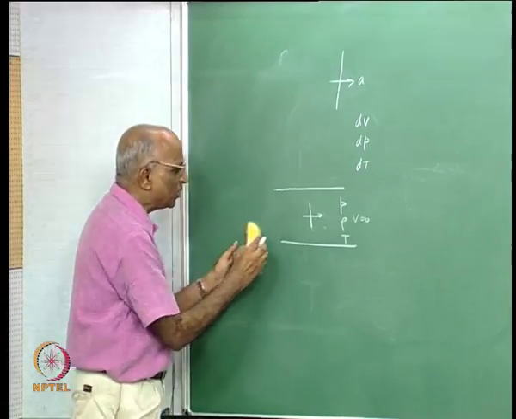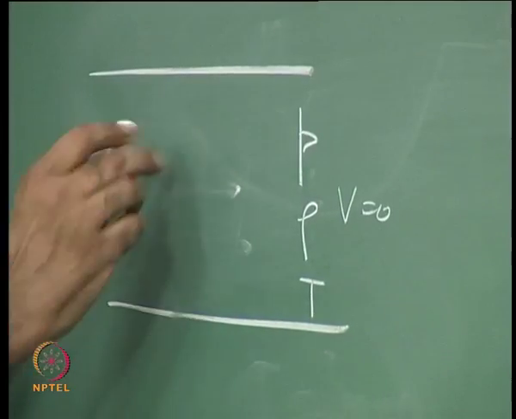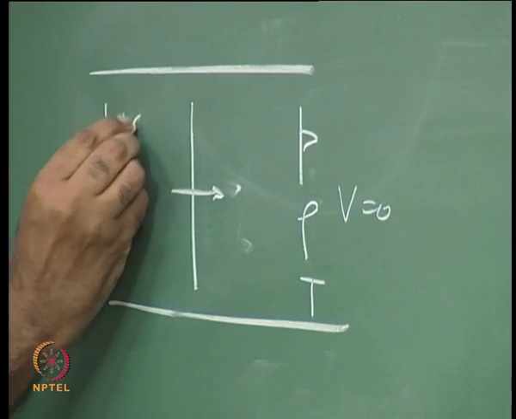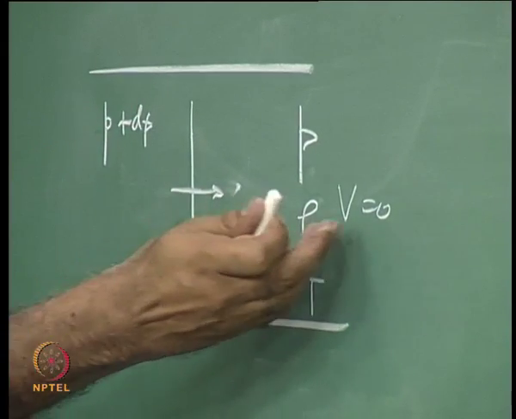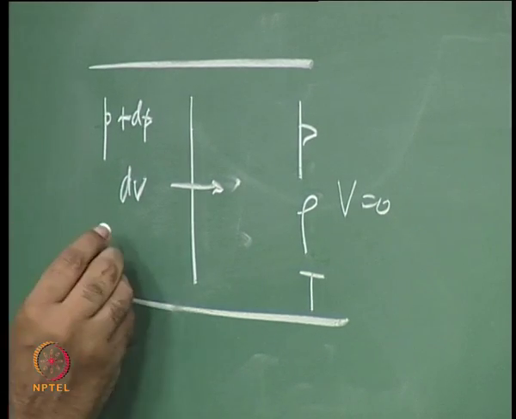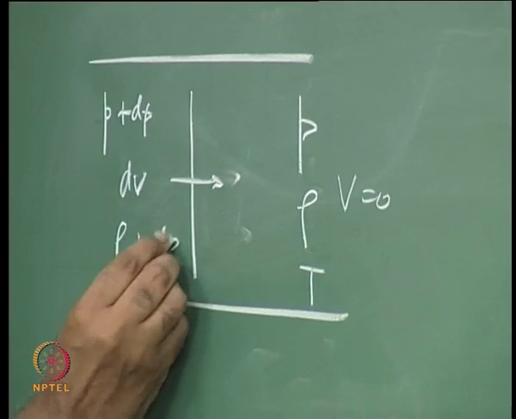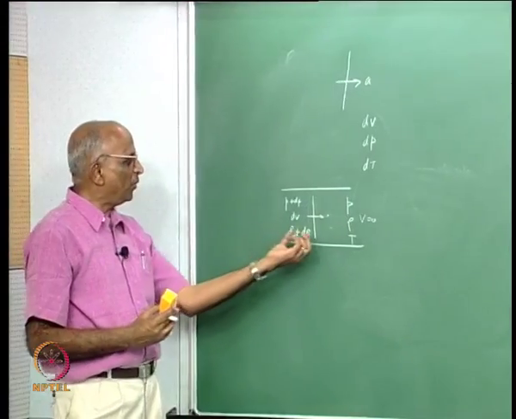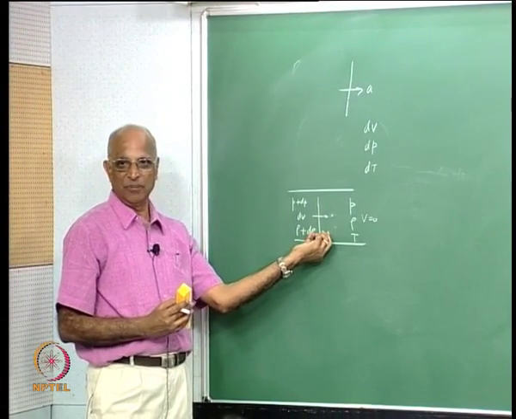And what happens when the sound wave propagates through the medium? Let us say the sound wave has come here, and it increases the pressure a little bit, by P plus dP. Initially the velocity is 0, I could have a velocity dV, it perturbs it, I have a density rho plus d rho, and temperature could also change.